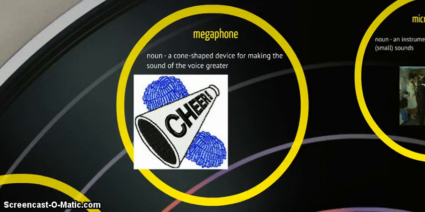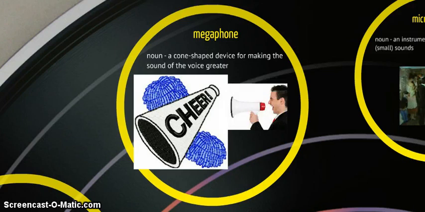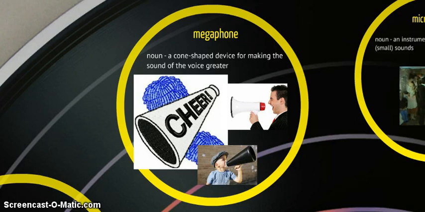This is, of course, the kind of megaphone we think about. It goes with our sentence. The cheerleaders all had megaphones. But technically, this is a megaphone, what you might see someone use at a rally or something like that, as is what a director uses.